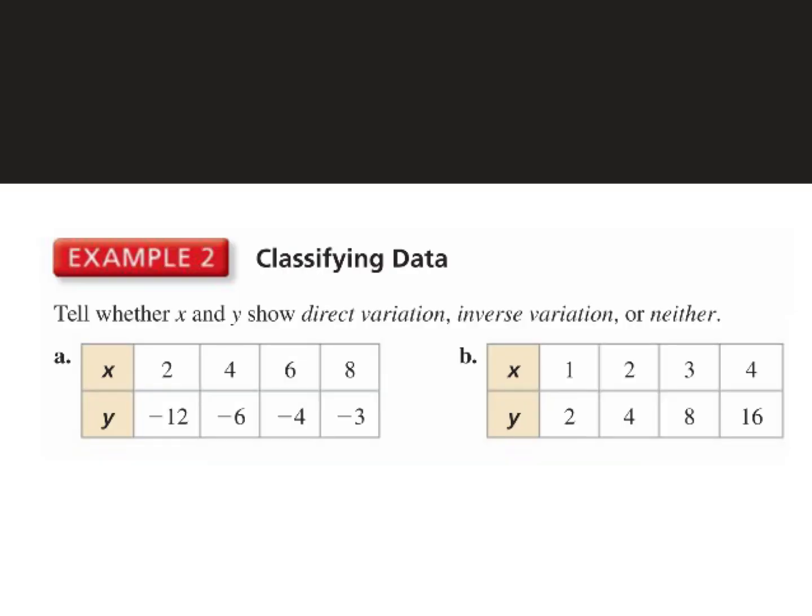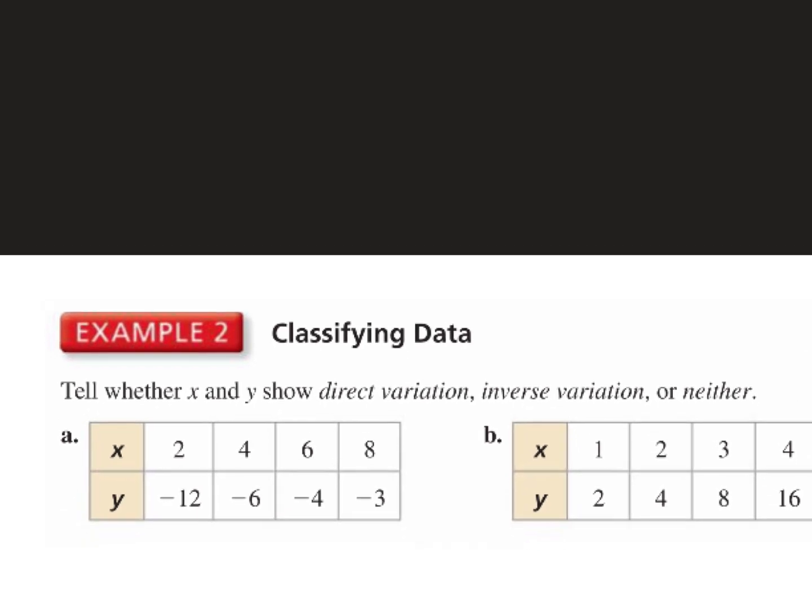So example 2 is a little bit different. We have to tell whether x and y show direct variation, inverse variation, or neither. So our formulas for inverse variation, we have y is equal to a over x, just as a general formula. For direct variation, y is equal to a times x.